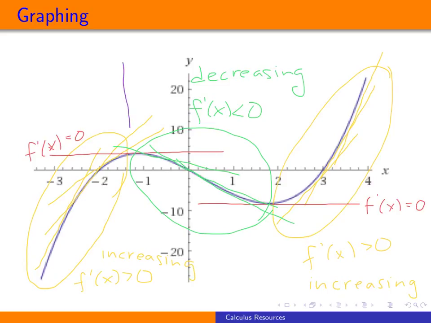And then right there, we have a local max. And I can see, in order to have a local max, it switched from increasing to decreasing. Or in other words, the derivative goes from positive to negative. And then down there, we have a local min. And that happens where the graph switches from decreasing to increasing. Or in other words, where the derivative goes from negative to positive.